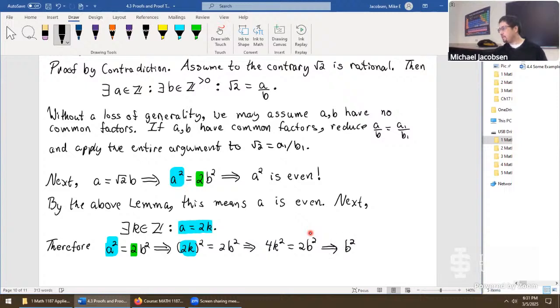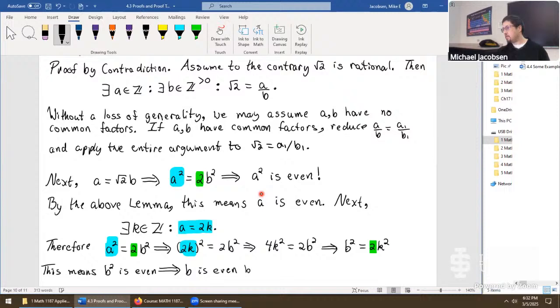This implies b squared equals 2k squared. But there's that 2 again. We like seeing it because now this is telling us b squared itself is even. Let's make that assertion. This means b squared is even. And we've already said before, by the above lemma, that would imply b itself is even. So let's just say it as a quick statement here. This implies b is even by the lemma.